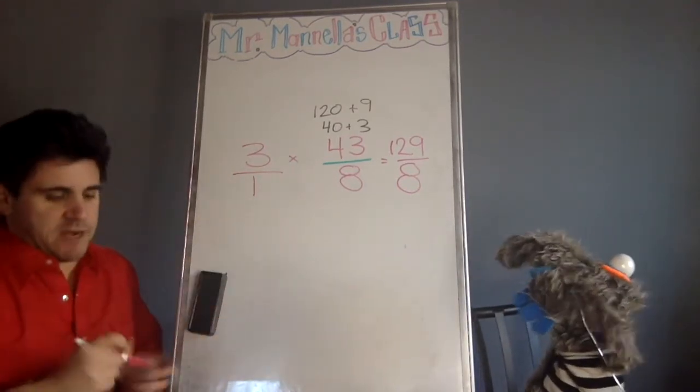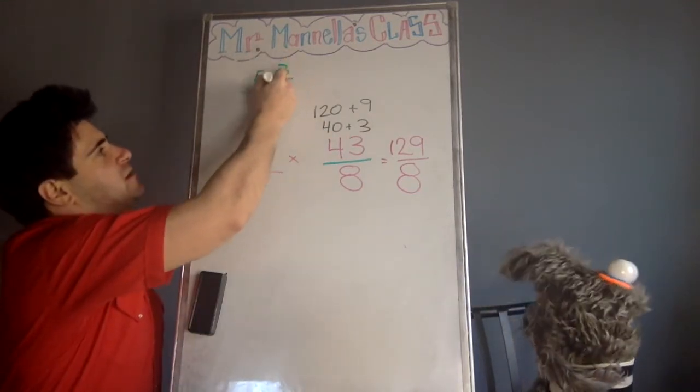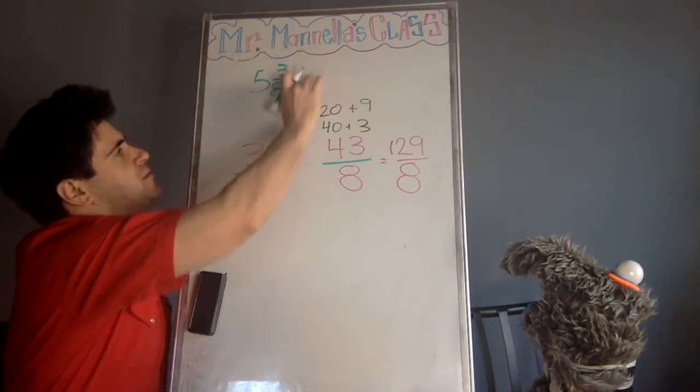Remember, this was 5 3/8 times 3. That was our original problem. I'm going to write it up there just so I can remember. 5 3/8 times, oops, that's a plus sign.